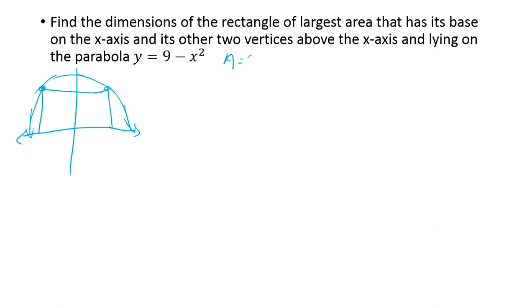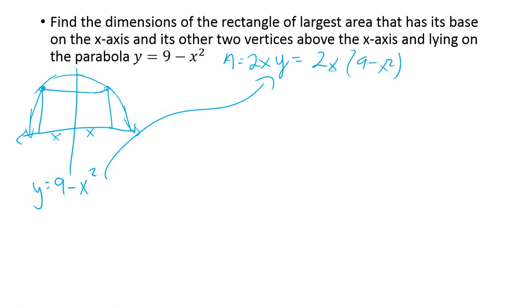A is equal to 2x, because we've got two of the x value, times y. So 2xy would be our area. The constraint is that y is equal to 9 minus x squared. So we plug this in for the y, which gets us 2x times (9 minus x squared). Multiply everything through, and we get 18x minus 2x cubed is equal to the area.